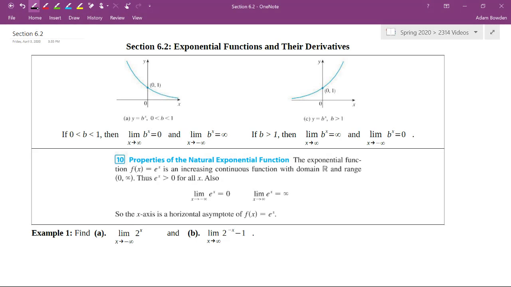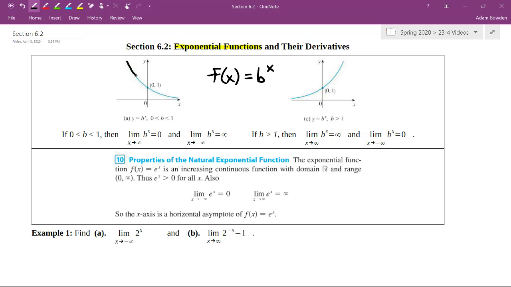One type of function that we still haven't discussed is the exponential functions and how calculus is applied to them. So how do we work with limits, derivatives, and integrals with an exponential function? So let's recall what an exponential function looks like. It looks something like f of x is equal to b to the x power. And they can have two different shapes.